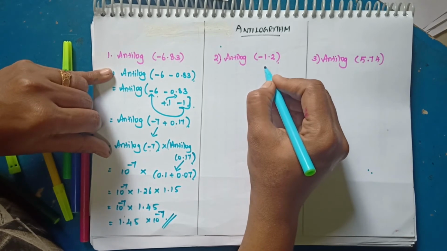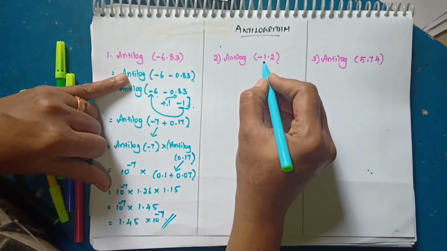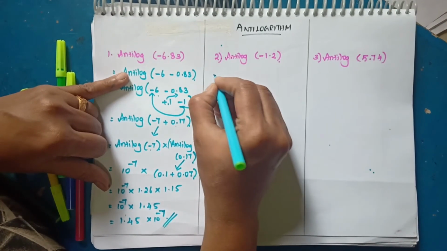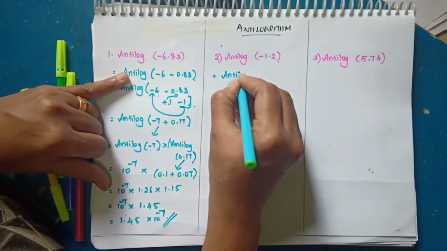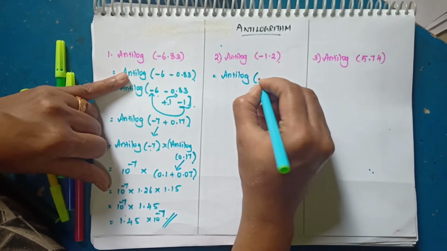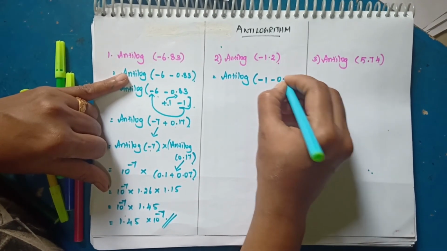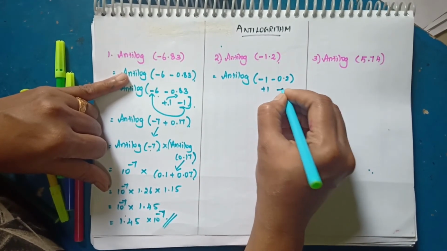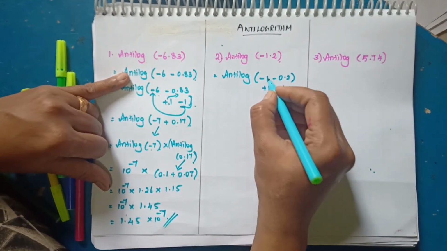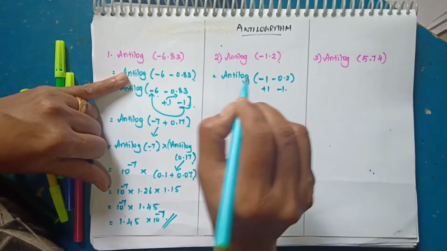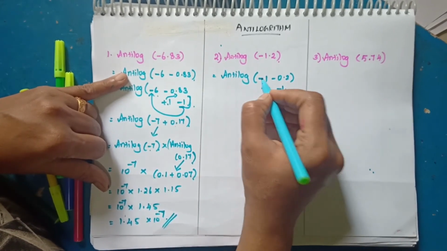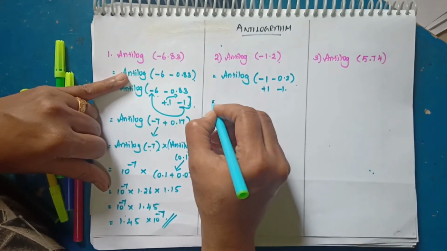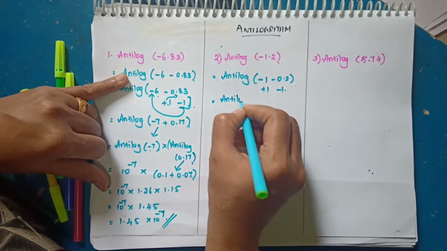Fine. So next one. Anti-log of minus 1.2. I have told you before itself, if it is a negative value, you have to add plus 1 and minus 1 along with the value. Okay. So I am directly going for the step. Anti-log of minus 1 minus 0.2, and along with that I am adding plus 1 minus 1. If you add these, they get cancelled out. You should not make that mistake. Always negative with the negative and then positive with the decimal number.